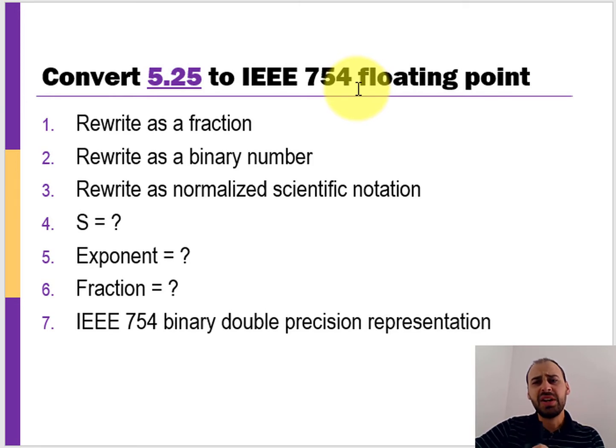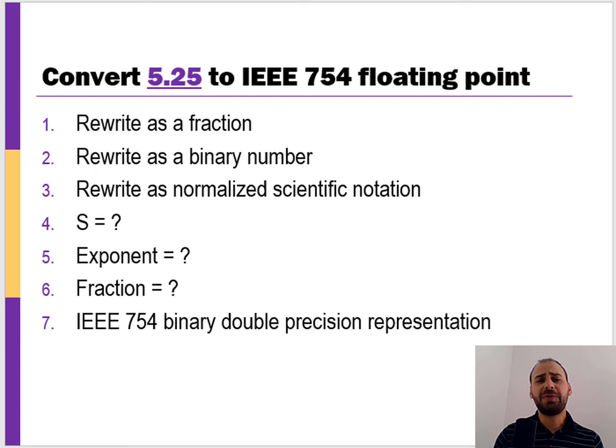To do this, we're going to follow a 7-step process. Seven steps are involved, so it's a little bit more complicated than going the other direction, but you get used to it, you do a few examples, and it's not so bad. I'm going to walk you through these 7 steps and explain what we're doing. We're going to do this as a single precision floating point, which means a 32-bit number, but the process is nearly identical for double precision.